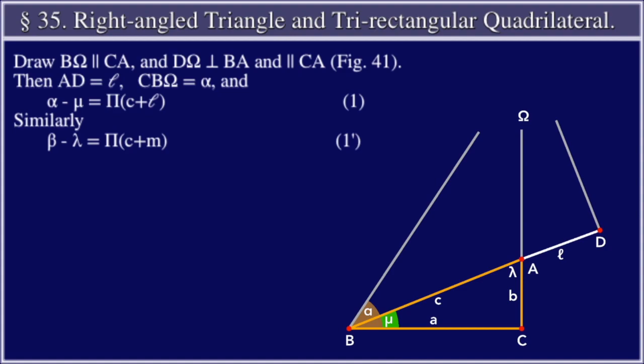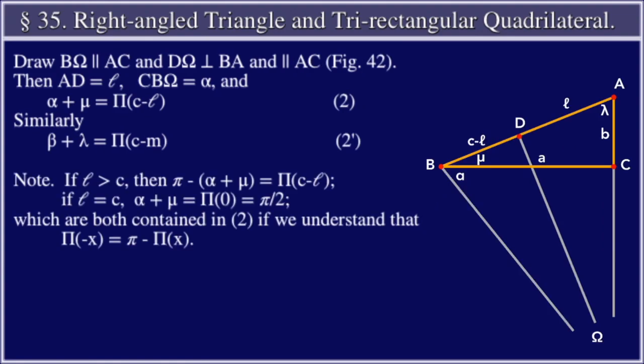Draw Bω parallel to CA, and Dω perpendicular to BA and parallel to CA, figure 41. Then AD is equal to L, and CBω is equal to α, and α minus μ is equal to the parallel angle of C plus L, equation 1. Similarly, β minus λ is equal to the parallel angle of C plus M, equation 1 prime.